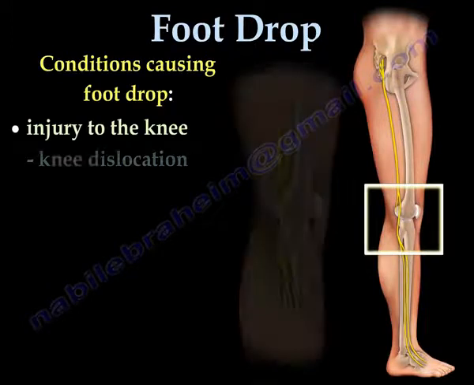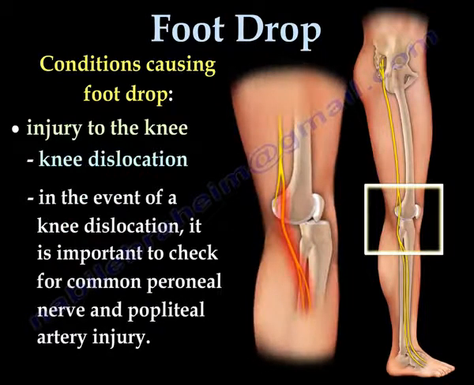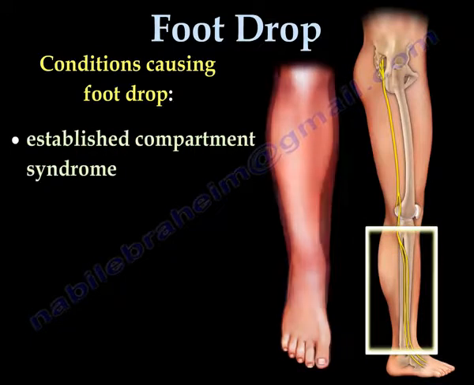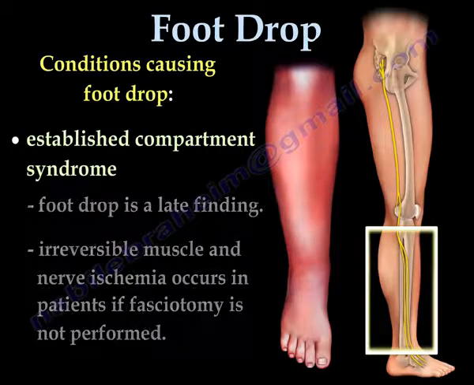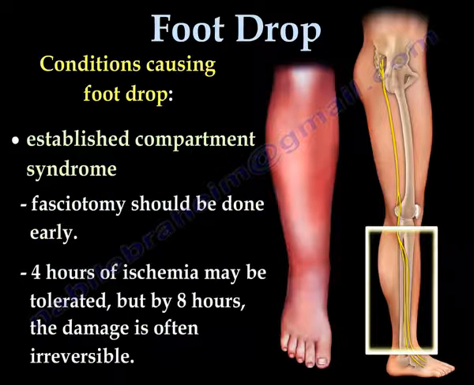Knee dislocation, it's always important to check for a nerve injury and arterial injury around the knee. Established compartment syndrome. Foot drop is a late finding. When a foot drop presents itself, there will be irreversible damage to the muscles and to the nerves because fasciotomy was not performed in a timely fashion. Fasciotomy should be done within 4 to 6 hours, otherwise the patient will have necrosis of the muscles because of tissue ischemia from affecting the microcirculation.